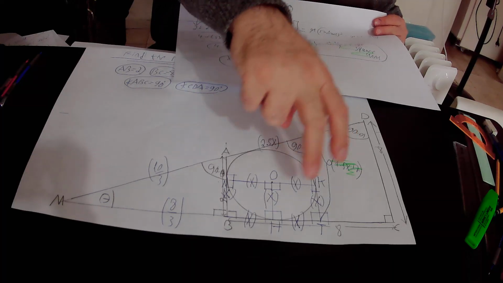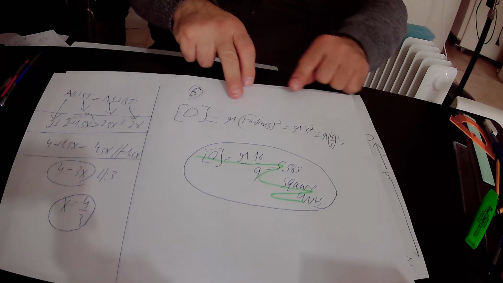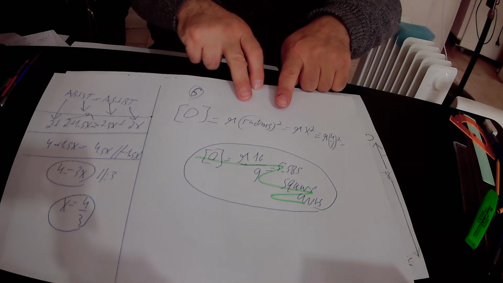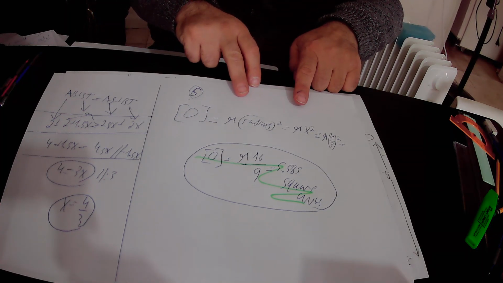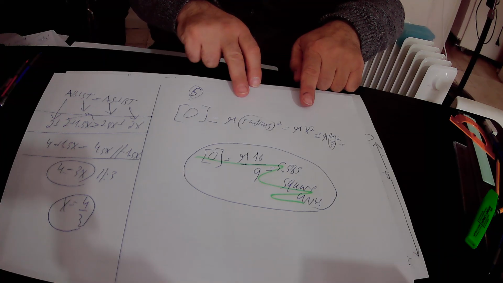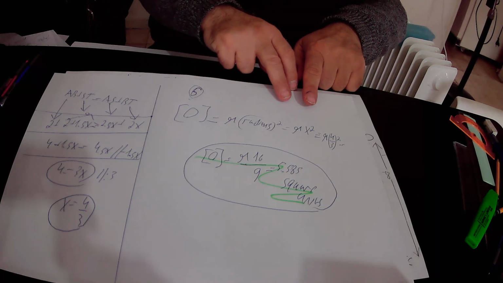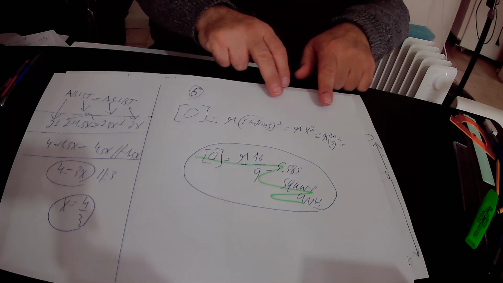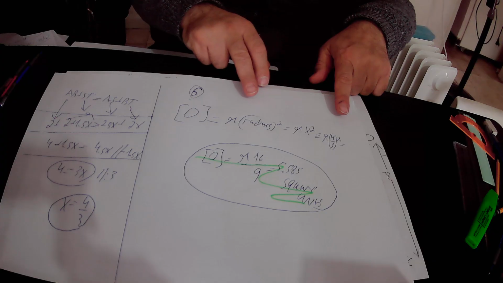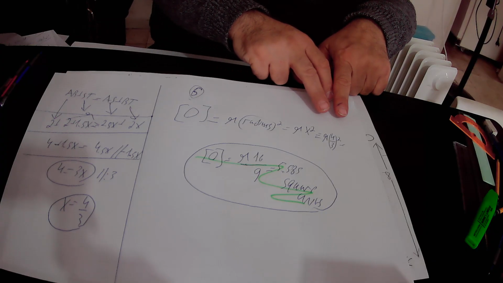Our mission is to find out the area of this circle. The area of any circle equals pi times the radius of the circle squared. So in our circle it is pi and the radius is x, so it is pi times x squared. And x equals 4 over 3. If x is 4 over 3, it means that x squared is 4 over 3 squared. So in total, the area of our circle is pi times 4 over 3 squared.